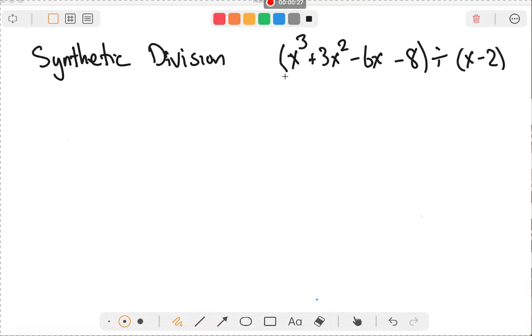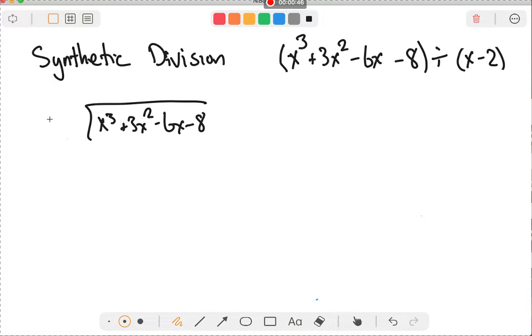So we're going to start with this problem: x to the third plus 3x squared minus 6x minus 8 divided by x minus 2. Now when we did this with long division, we'd write this out: x to the third, 3x squared, 6x minus 8, divide by x minus 2. And then we'd come along, and we're always doing first term and first term.